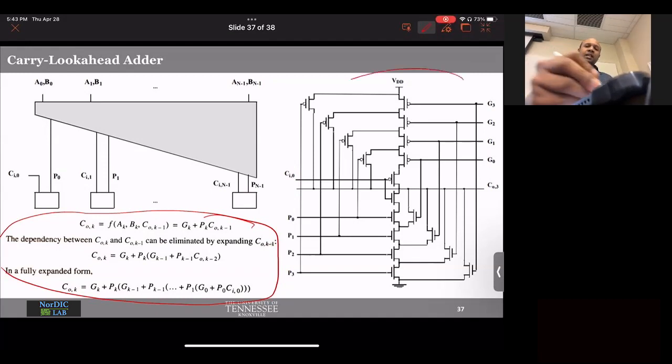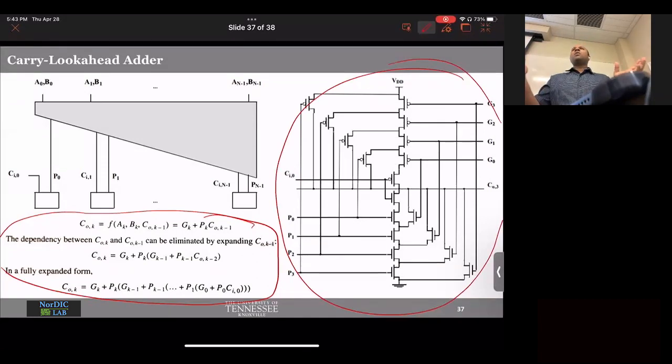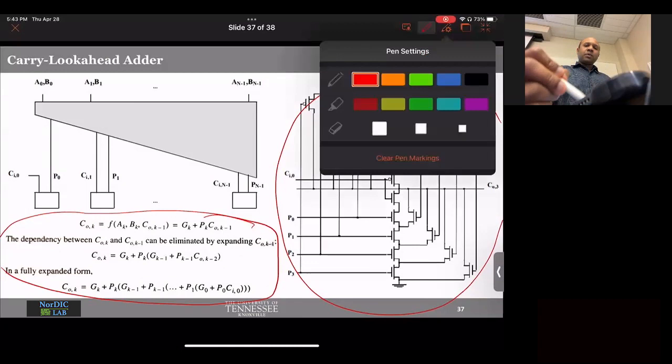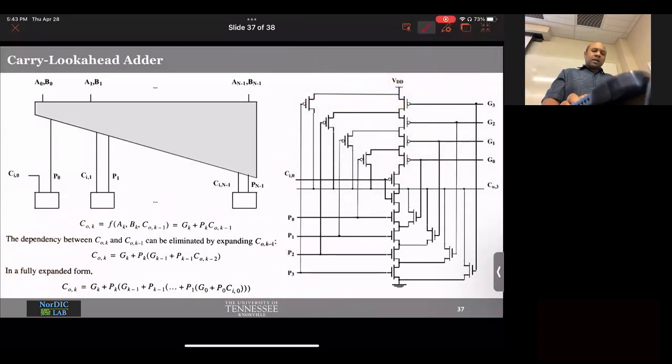Okay. This is the circuit, by the way, for carry generation. Looks really nice, like a spider web, right? And we'll make sense of this spider web soon.